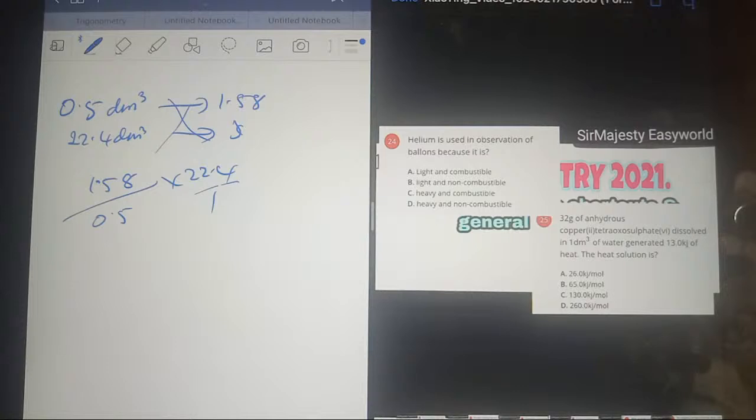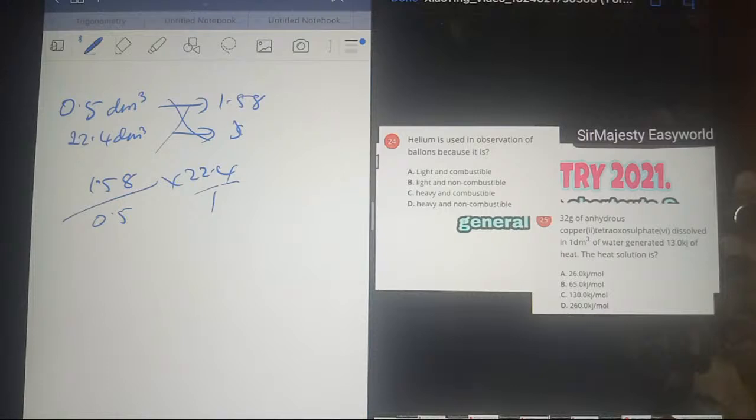With the slightest mistake of coming in contact with an open flame, hydrogen burns. But this is not the case with helium. So the answer is because helium is light and non-combustible. That's option B. It's not heavy.